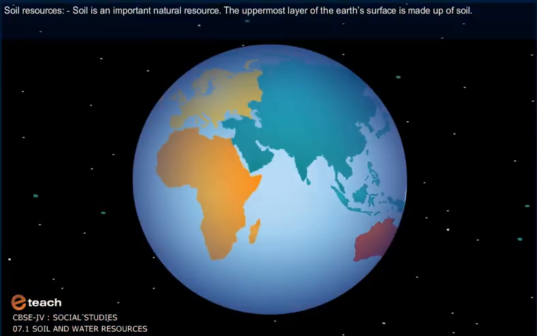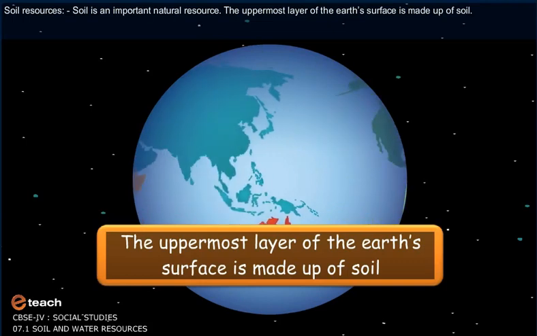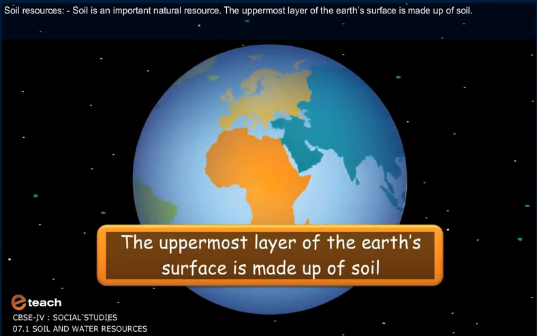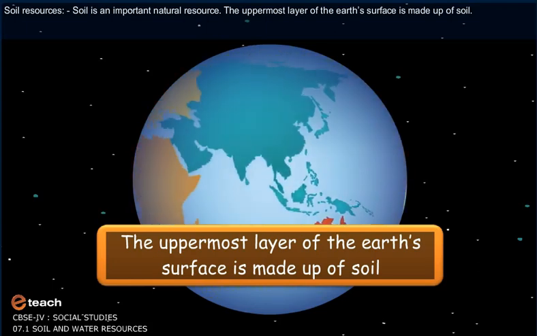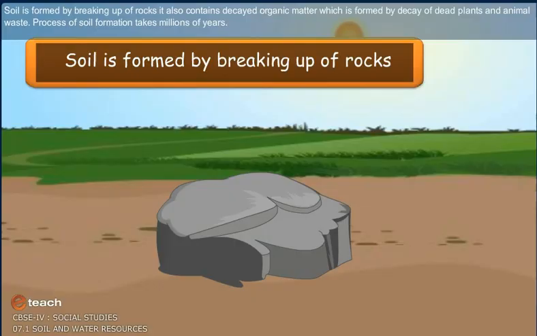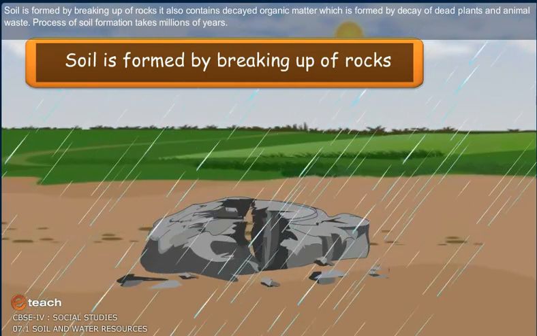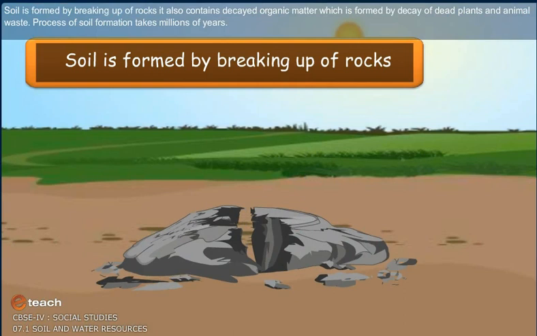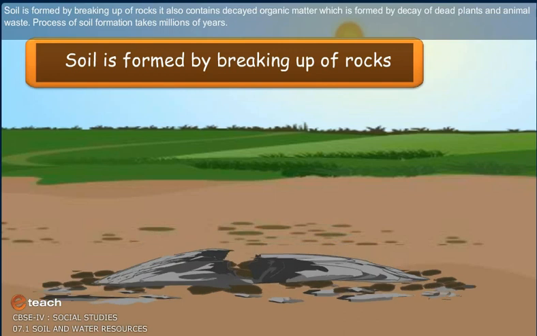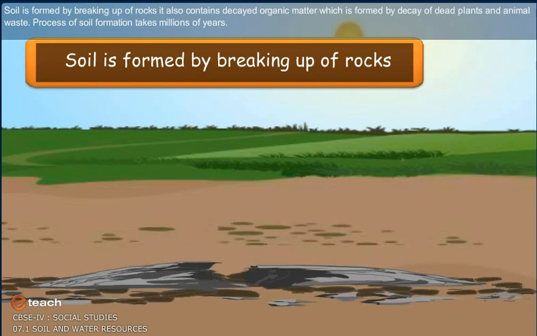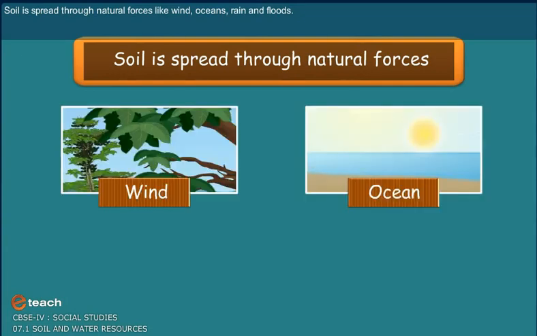Soil resources. Soil is an important natural resource. The uppermost layer of the Earth's surface is made up of soil. Soil is formed by the breaking up of rocks. It also contains decayed organic matter, which is formed by the decay of dead plants and animal waste. The process of soil formation takes millions of years. Soil is spread through natural forces like wind, oceans, rain, and floods.